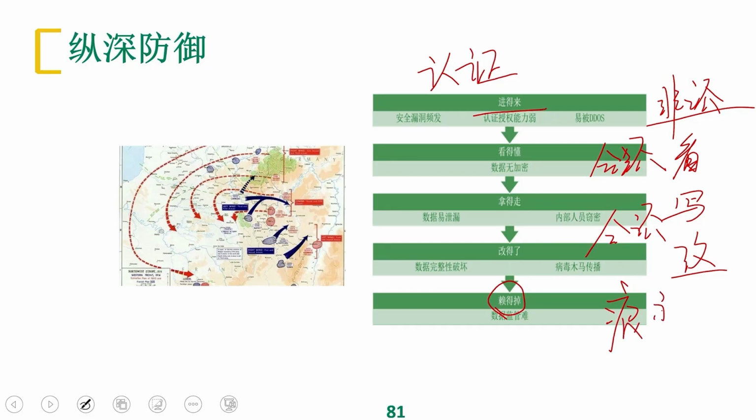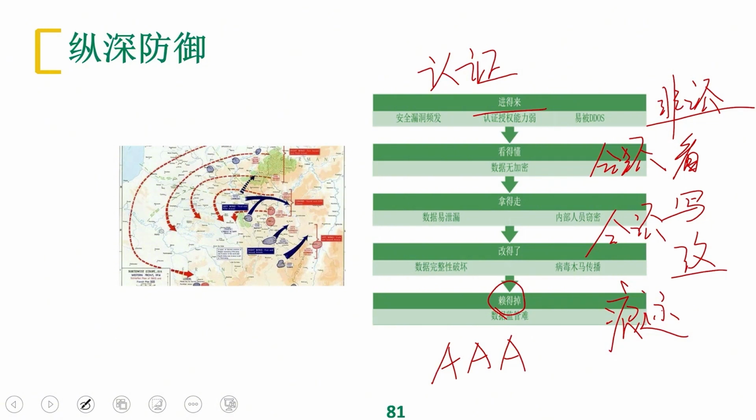So students who have studied security know that this is what we often call 3A: authentication, authorization, accounting, or auditing. It is a security system or a set of architectures. It is not to say that a certain function or a certain tool can be realized. This requires a series of operations. This is what we call the depth defense system of the security baseline.